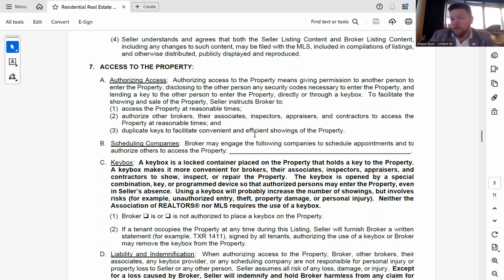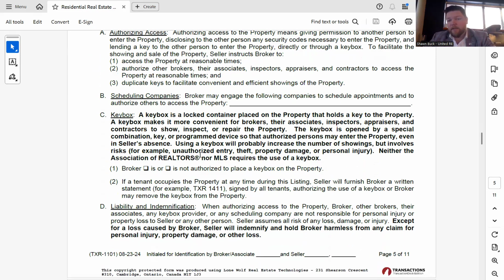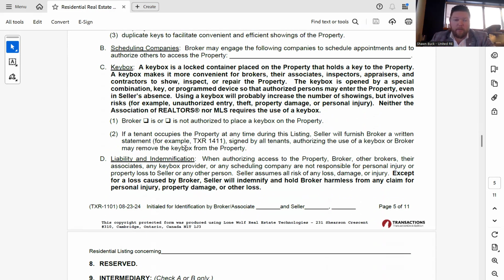So doing scheduling services, there's a few different ones that are big ones that are out there. So just disclosing which ones you'd be using. Obviously having access to the property and putting a lockbox on the property.